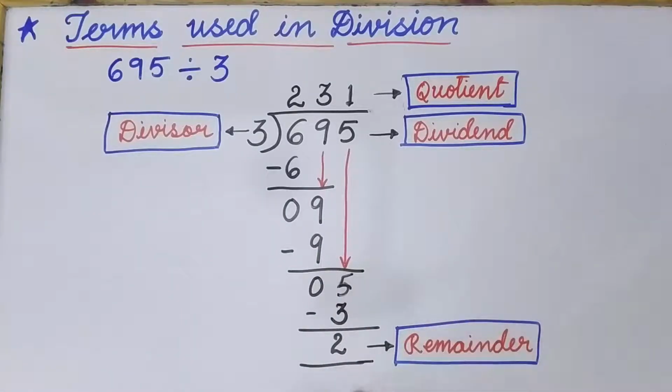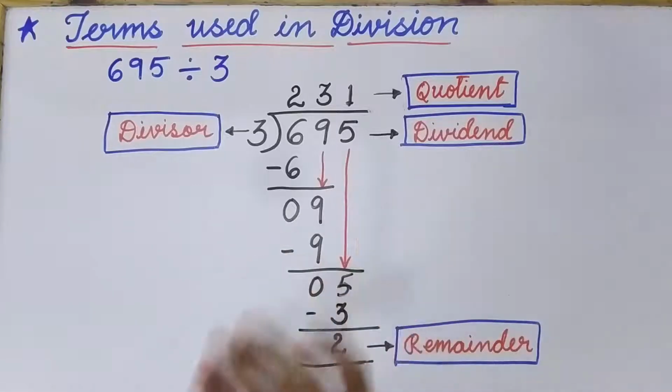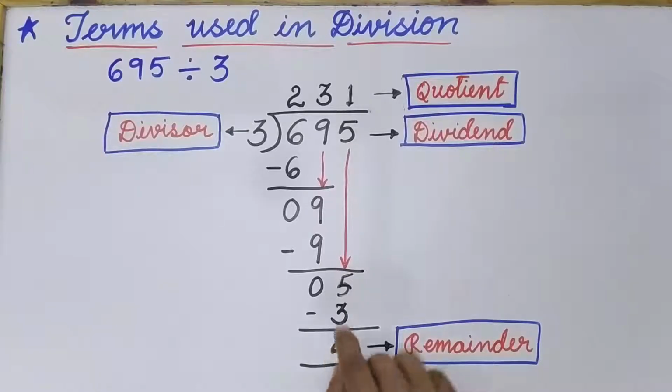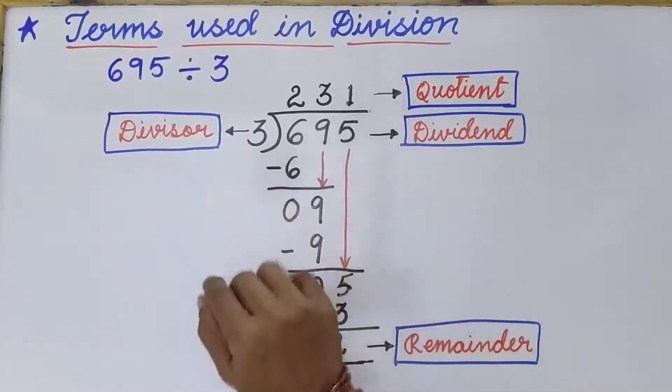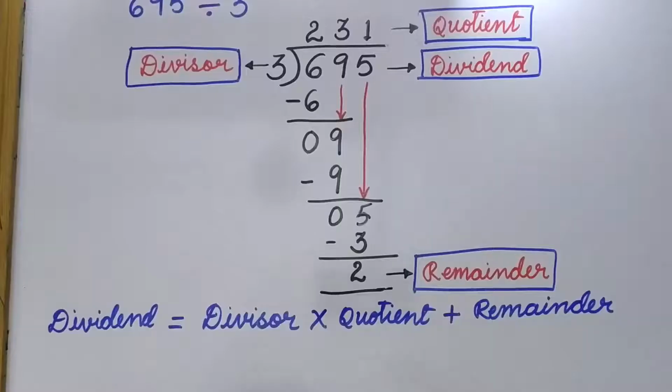Okay, then if there is no number left over, in case we have 0 here, then the complete division sum, that number is exactly divisible. If the number left over is other than 0, then the number is not exactly divisible by the divisor. Okay, this is all about it. Have a look at this. Dividend is equal to divisor into quotient plus remainder. This is the relation between these terms of division.